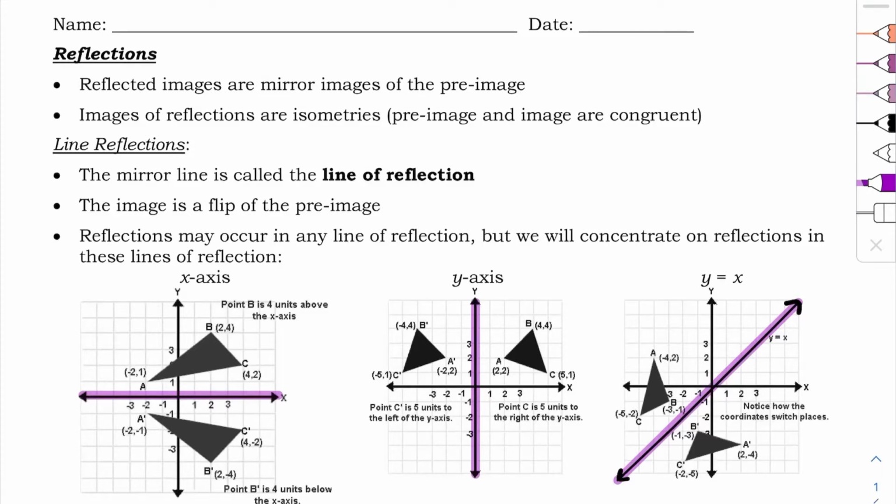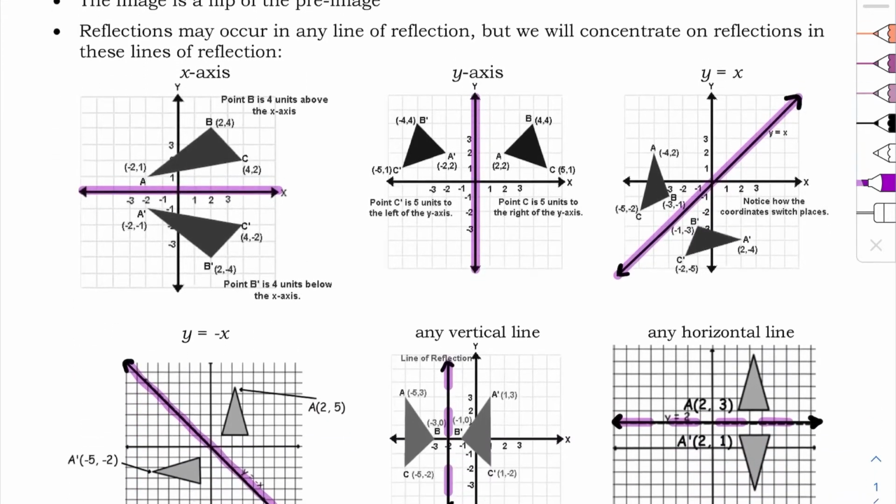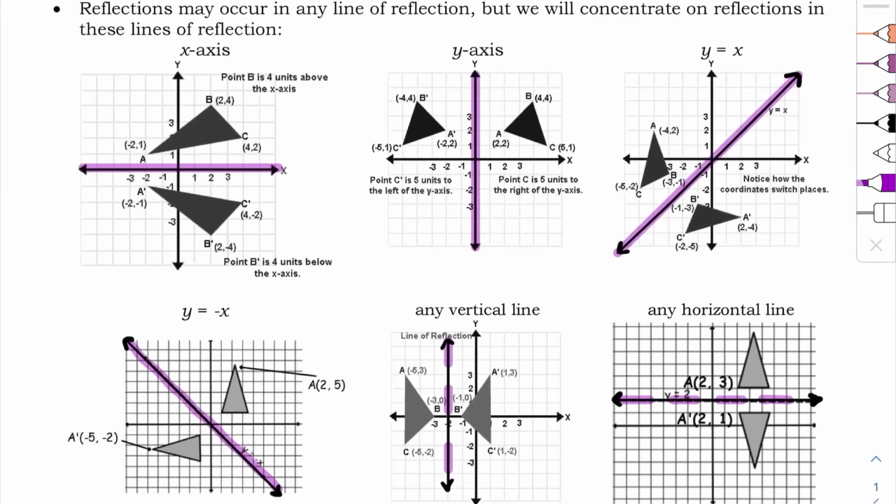So as we discussed, a reflection creates a mirror image. When you do a reflection, you have to have a line to reflect across. This line will go down the middle of the two resulting figures, and this line is called the line of reflection. There can be many lines of reflection, but we will only concentrate on a few different types.